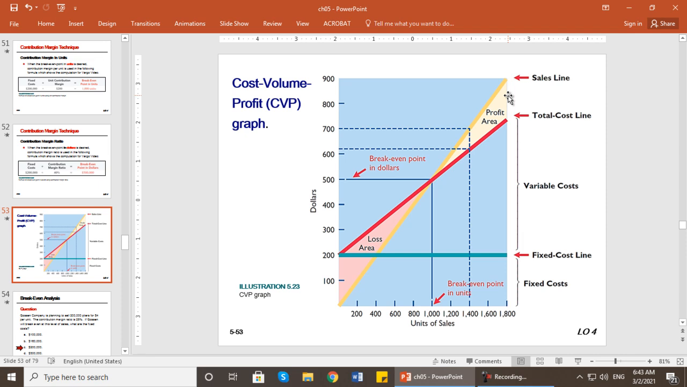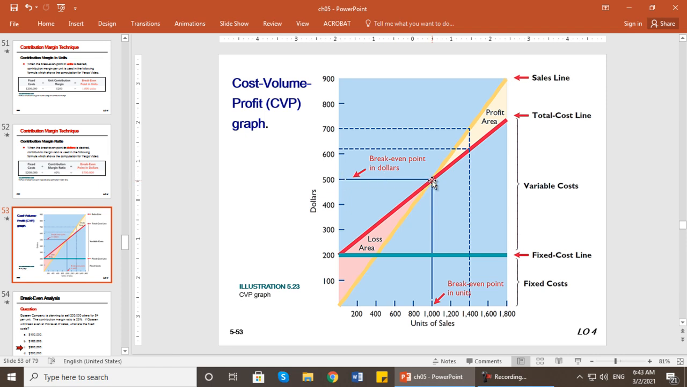Also, if we want to see the break-even point, it's here. Break-even point here, when the net income is zero. As you see, break-even point in units is 1000 units here, and in dollars 500,000.